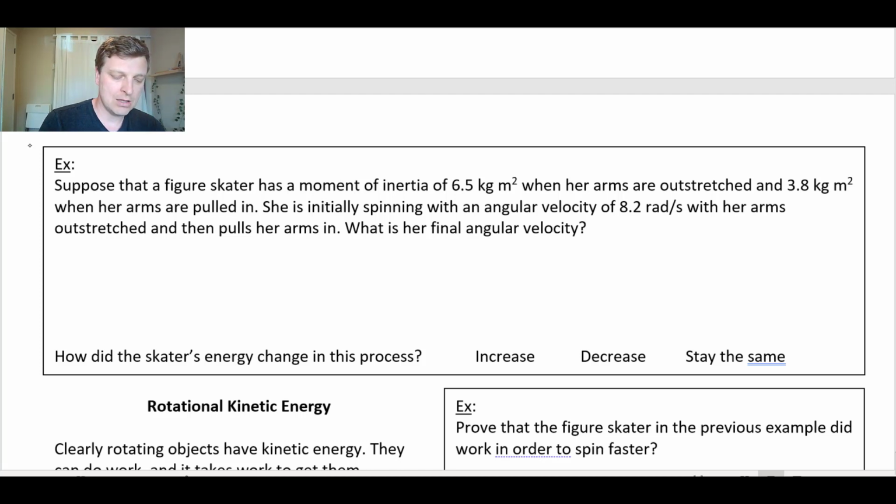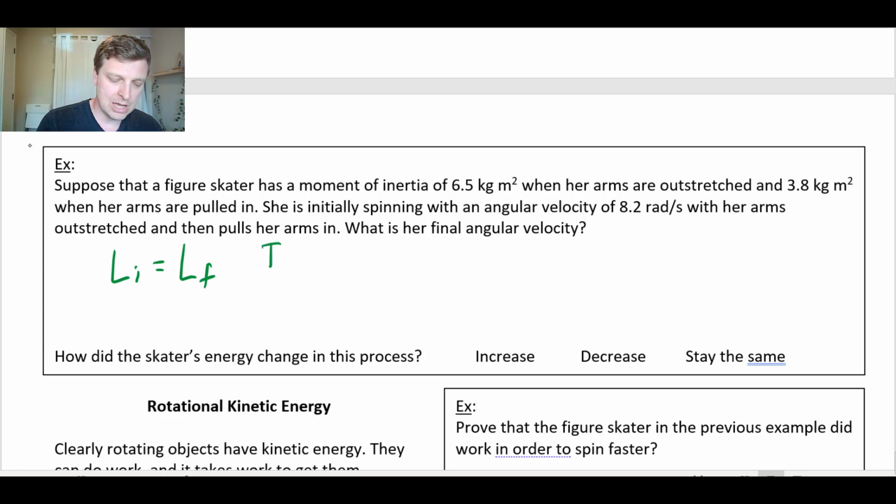Well, if we think about angular momentum, her initial angular momentum has to equal her final. There's nothing coming in and taking momentum away from her, right? She's not throwing a rock or whatever and changing the momentum of her system. So this is what it is.